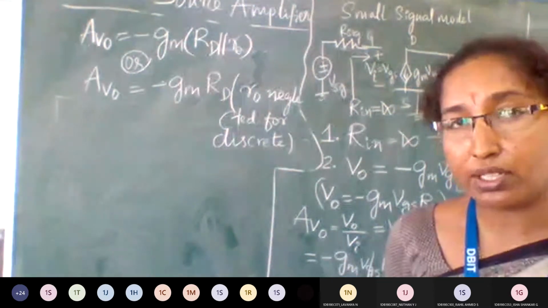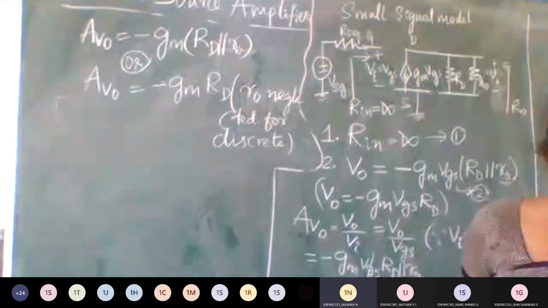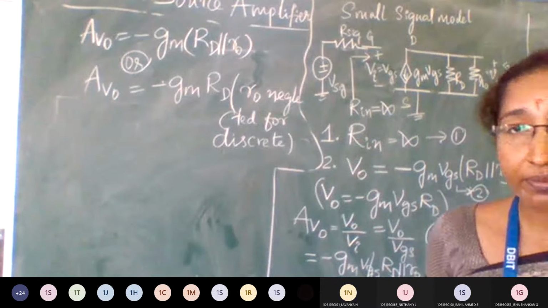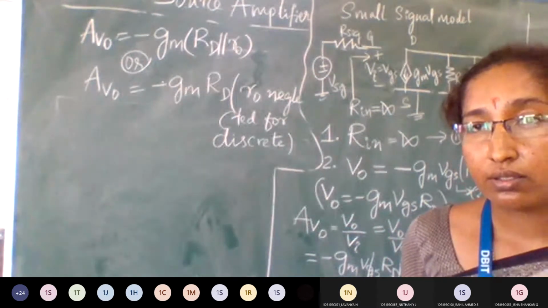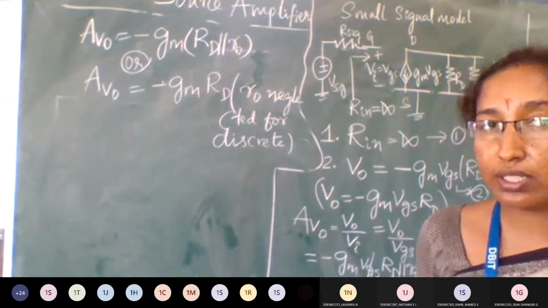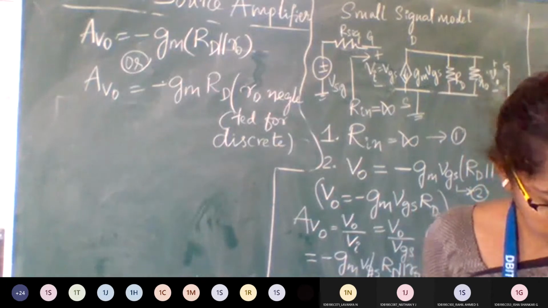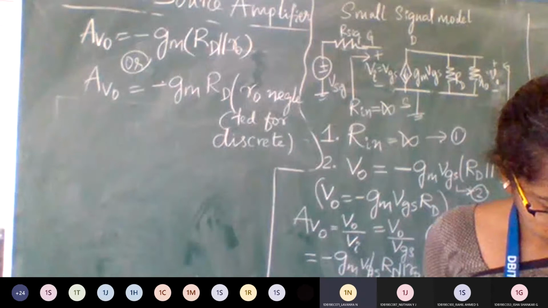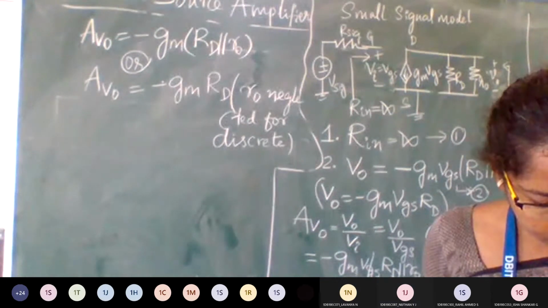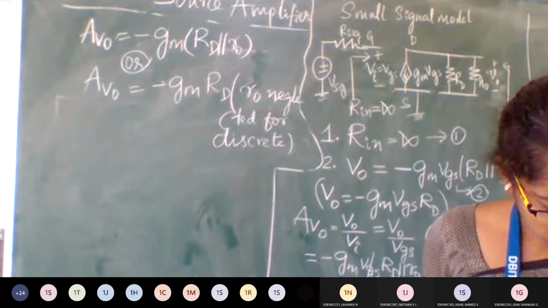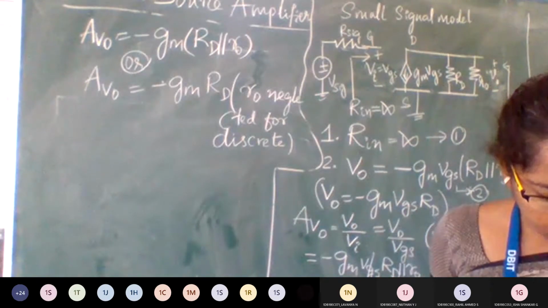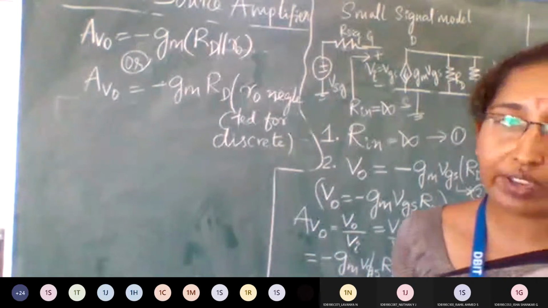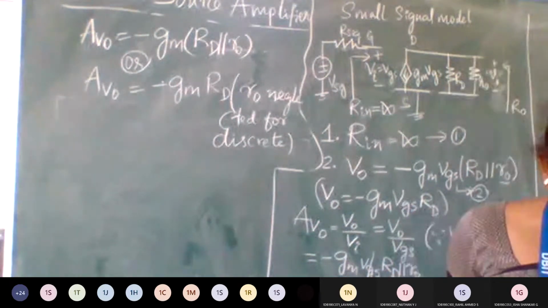What are the remaining parameters to be found out? Voltage gain. Voltage gain. Okay. Then we have found out only input resistance. You have to find out output resistance R0. Then the overall gain. What is the notation for overall gain? Gv. Gv is equal to Av. No issue. Okay.